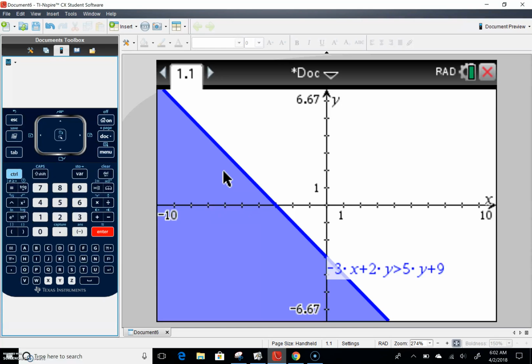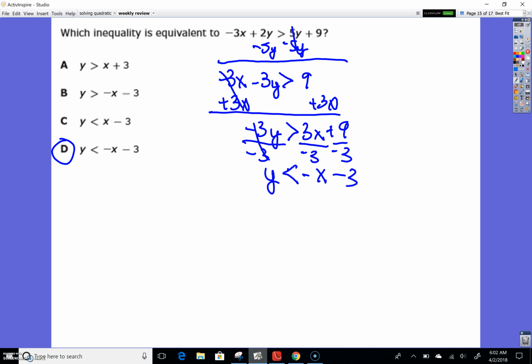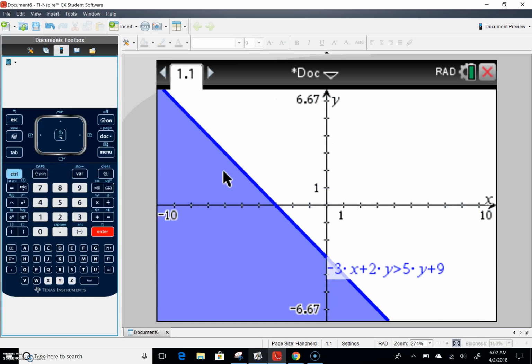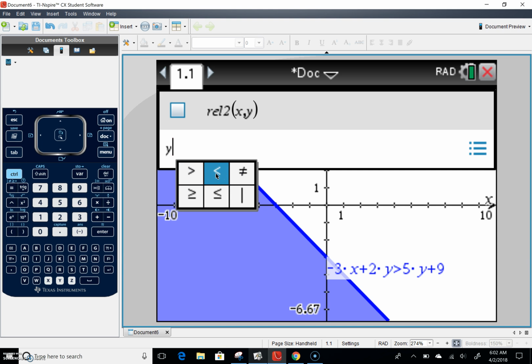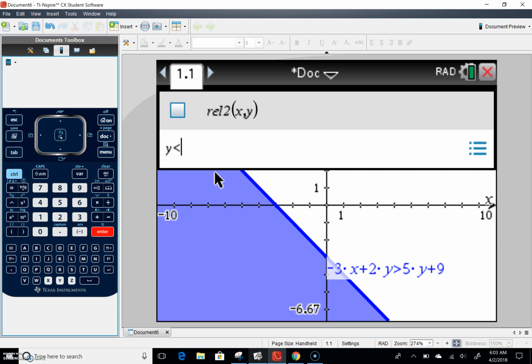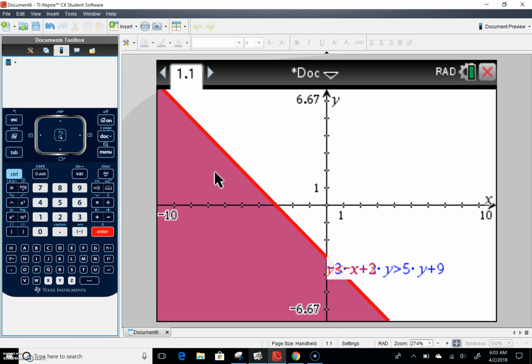Now we can type in our answer, which was y is less than negative x minus 3. You see how it's the same? That way now we know it's correct.